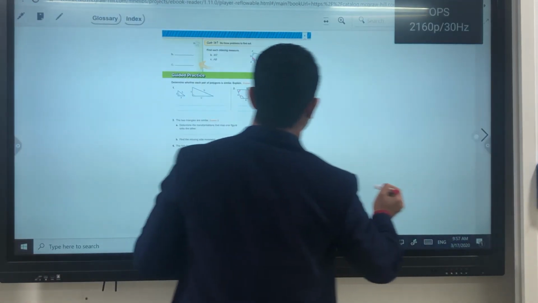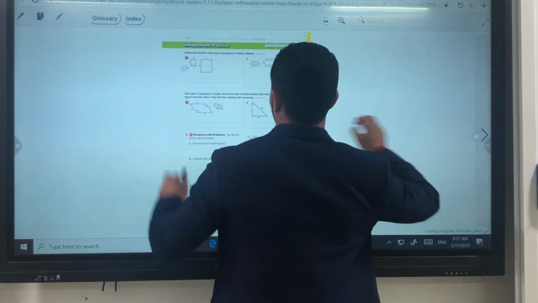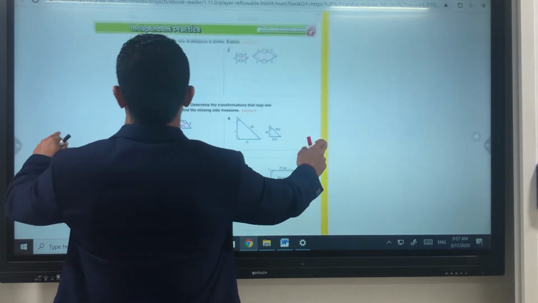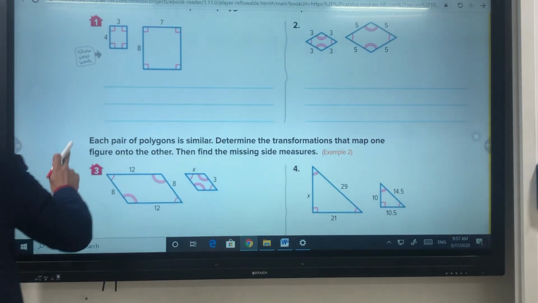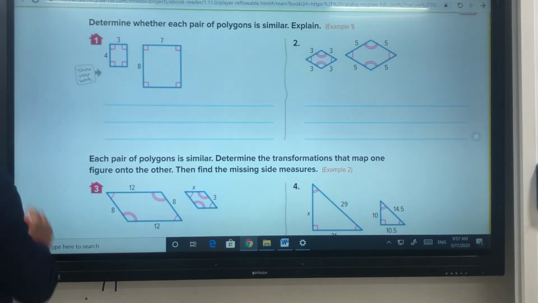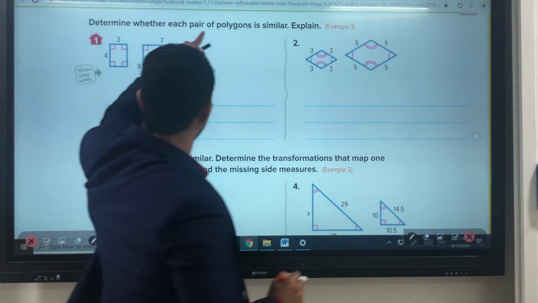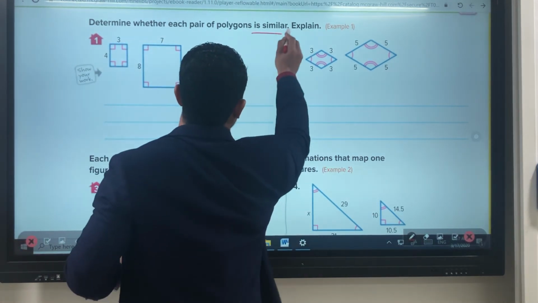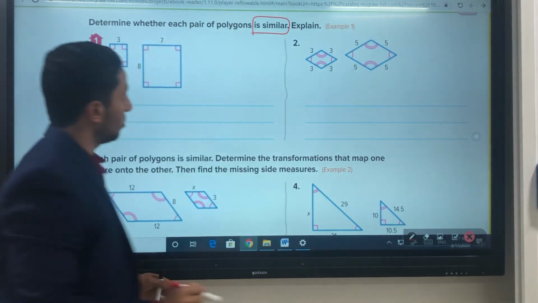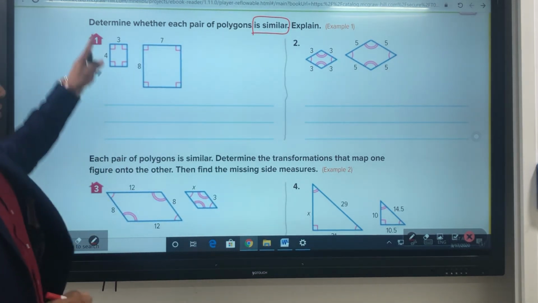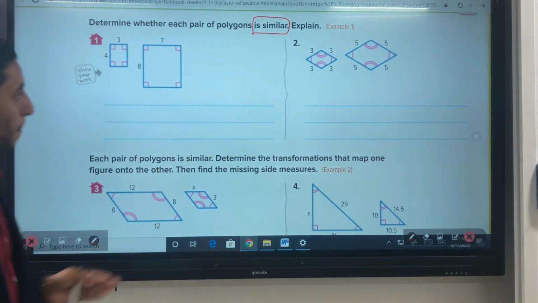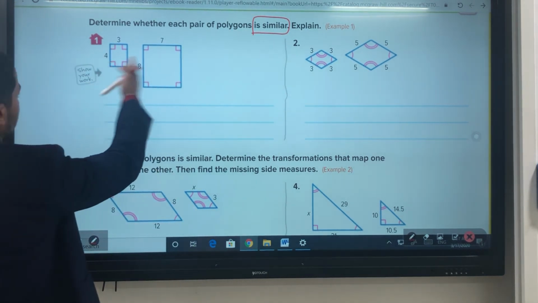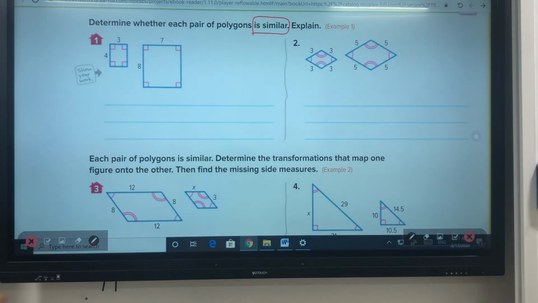Next page. Good. Determine whether each pair of polygons is similar. So the question: determine whether each pair of polygons is similar. Are the two rectangles similar or no?